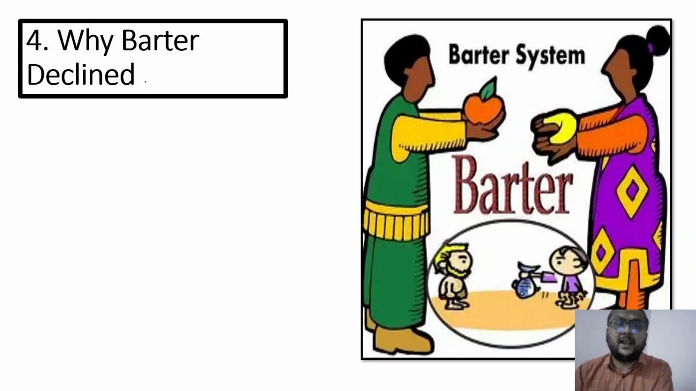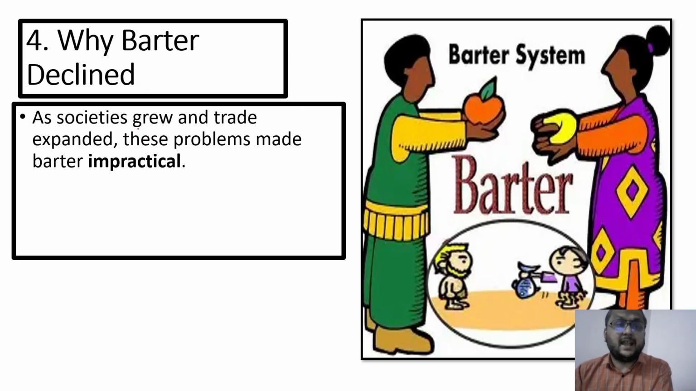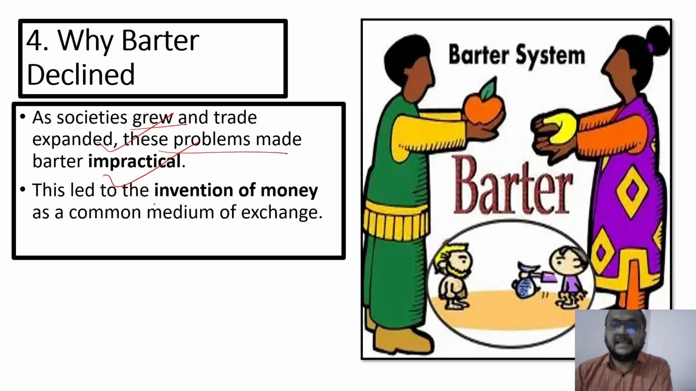Now, why did barter fail? Because of these problems it failed. As society grew and trade expanded, surplus expanded, and these problems made barter impracticable, difficult, and that is why the barter system failed. This led to the invention of money as a common medium of exchange, and hence the concept of money came into being.